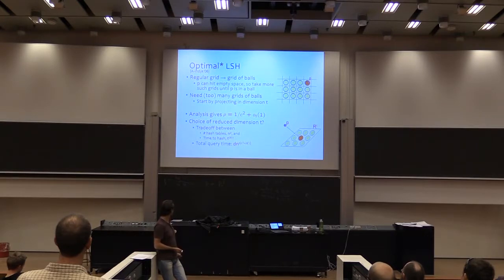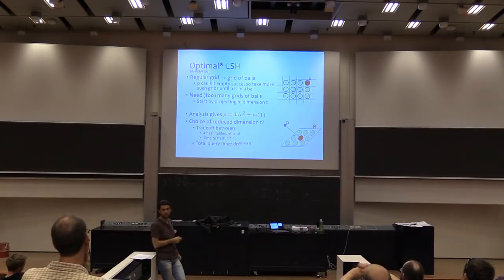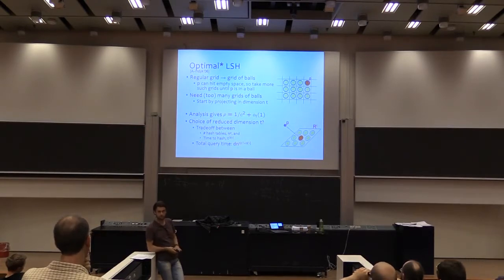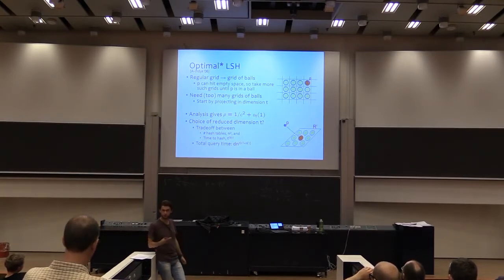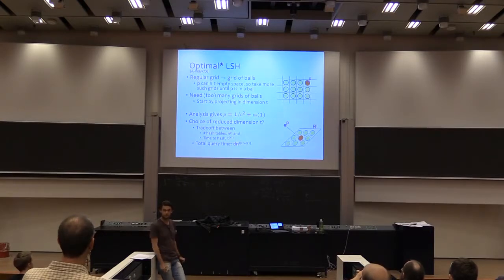And so the total query time becomes d times n to the power 1 over c squared, where d is the dimension, plus some small term. Okay, so this is the scheme. On the next slide, I will show you a proof intuition for why this scheme achieves 1 over c squared. In some sense, it will use Euclidean geometry in an essential way, because we can obtain better things in Euclidean space.